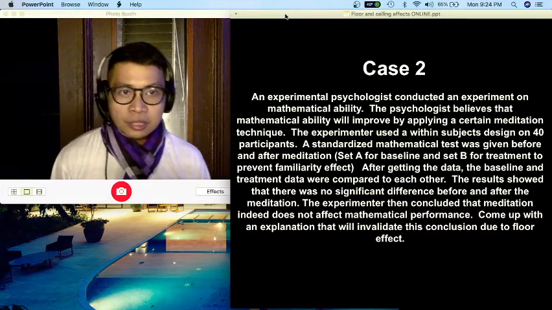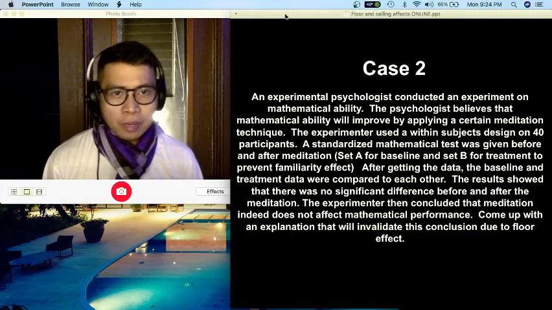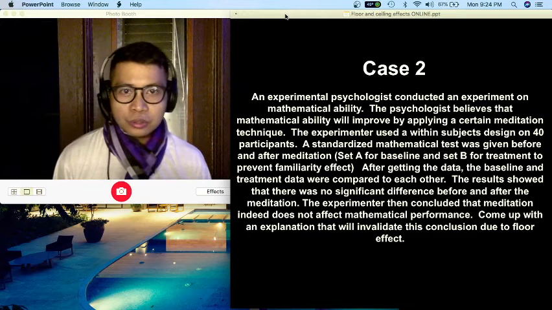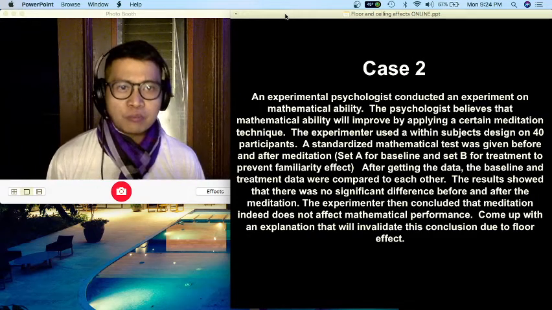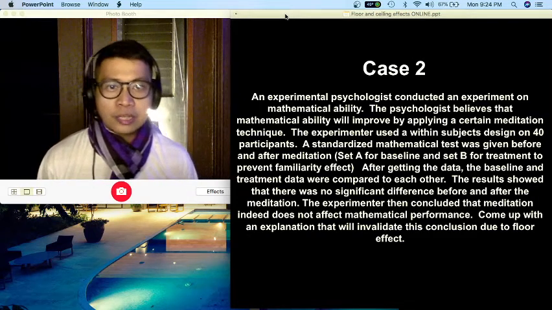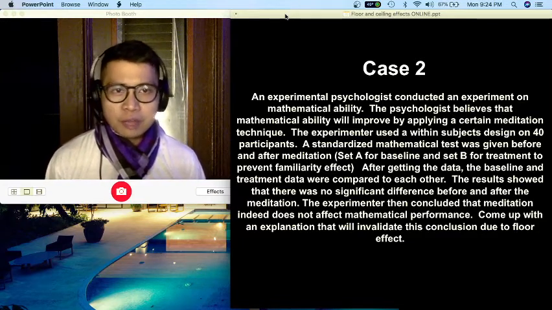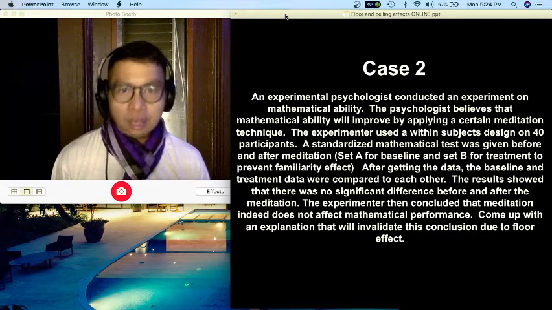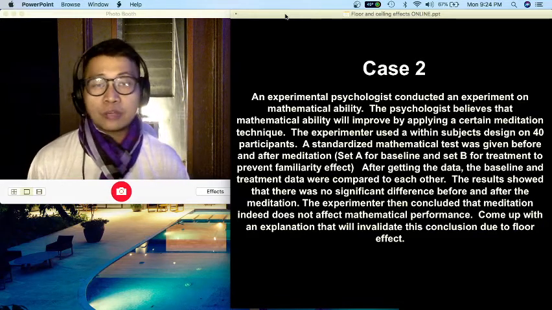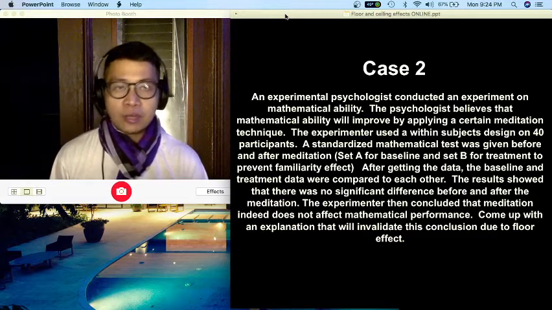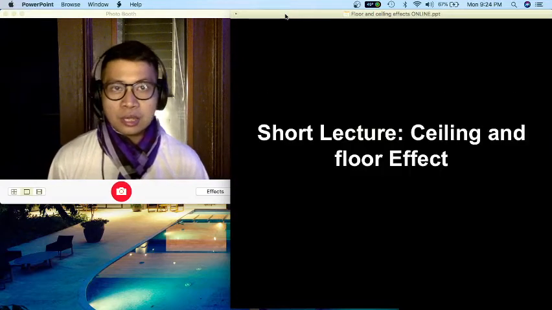After getting the data, the baseline and treatment data were compared to each other. Pero dito sila naiiba, I think. The results showed that there was no significant difference before and after the meditation. The experimenter then concluded that meditation indeed does not affect mathematical performance. Come up with an explanation that will invalidate this conclusion due to floor effect. So, i-apply natin yung konsepto ng ceiling and floor effect in these cases that I presented to you.